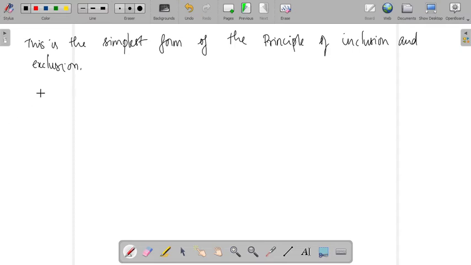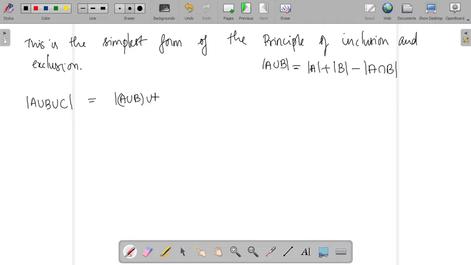And now we have seen cardinality of A union B is cardinality of A plus cardinality of B minus cardinality of A intersection B. Now let us look at what is the formula for cardinality of A union B union C. We will use this result for doing that. So this is cardinality of A union B plus cardinality of C minus cardinality of A union B intersection C.